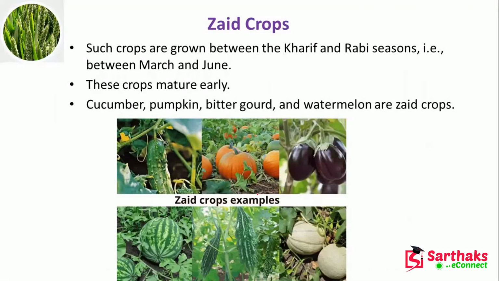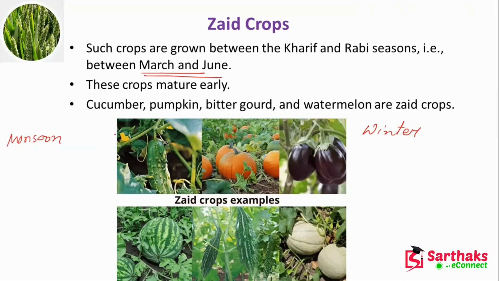Now the Z crops. Such crops grow between Kharif and Rabi. Here you have monsoon, here you have winter. In between these two, from winter to monsoon, what you have is March to June. March, April, May, June, these four months. So in between these two seasons, we are growing Z crops.